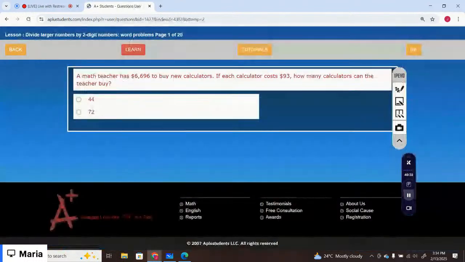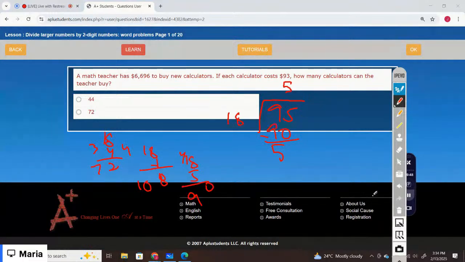A math teacher has $6,696 to buy new calculators. Each calculator costs $93. How many calculators can the teacher buy? So let's just divide. 6,696 divided by 93. So you can go for 93 times 7.